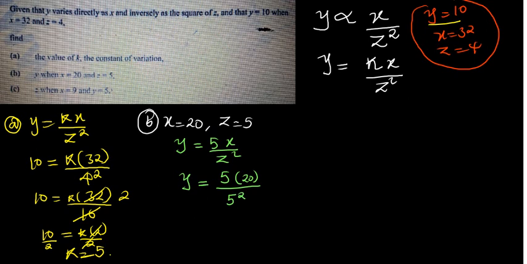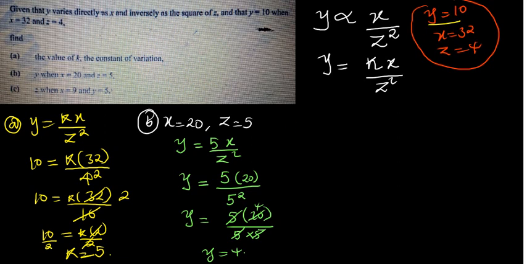I can also write this as y is equal to 5 multiplied by 20 divided by, when we say 5 squared, it means 5 times 5. So this 5 will cancel with 5 there. And then this 5 can go into 20 4 times. That means y is equal to 4.